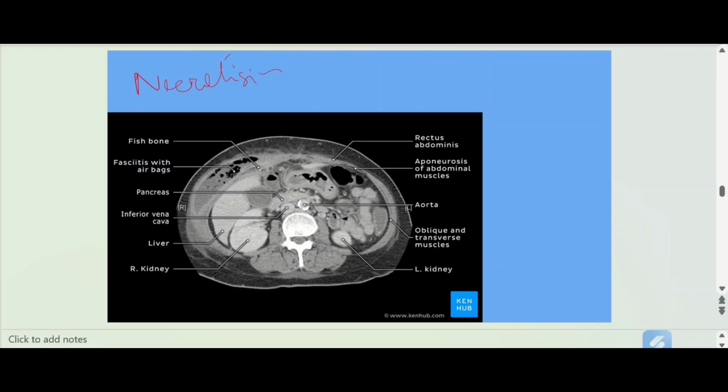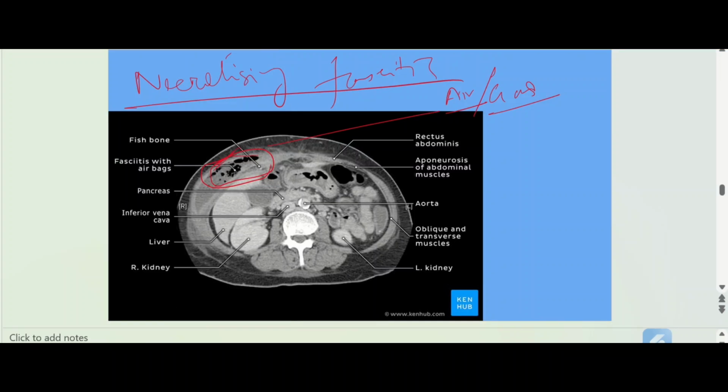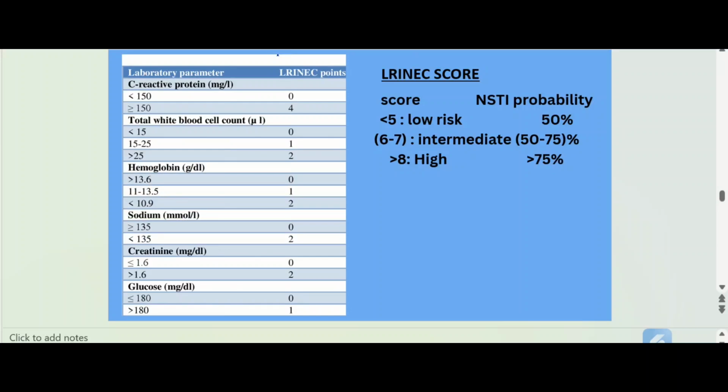What we see here, can you see? These black dots are the air bubbles. These are the air bubbles, or the gas produced because of gangrenous changes, necrosis, and the fat stranding. So below the deep fascia inflammatory changes can be seen. So this is necrotizing fasciitis.